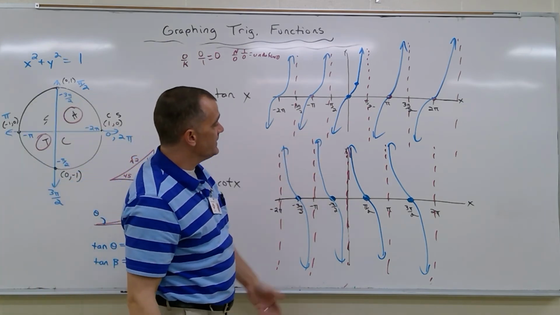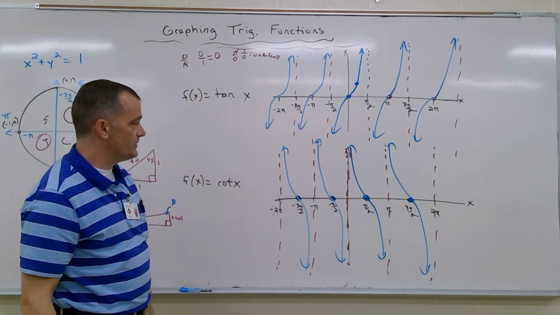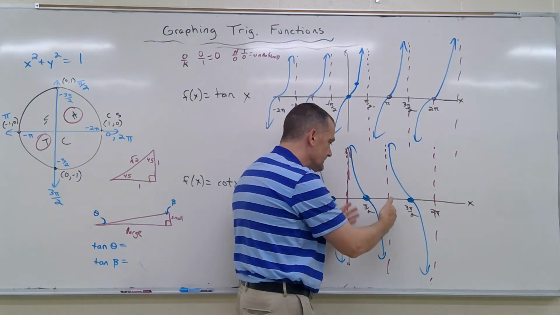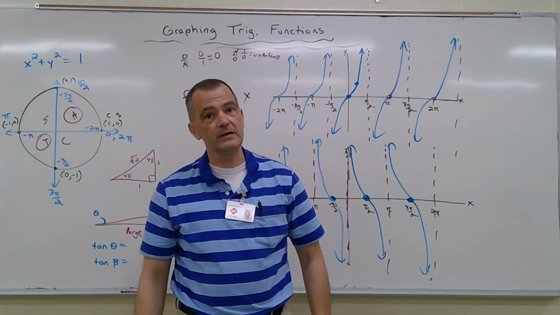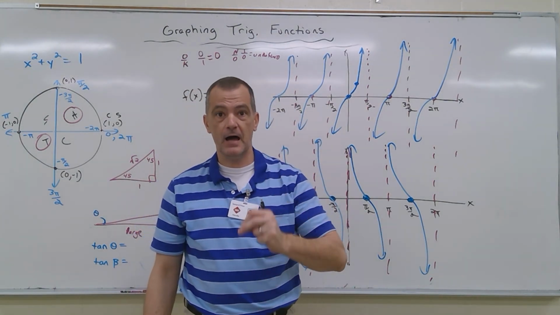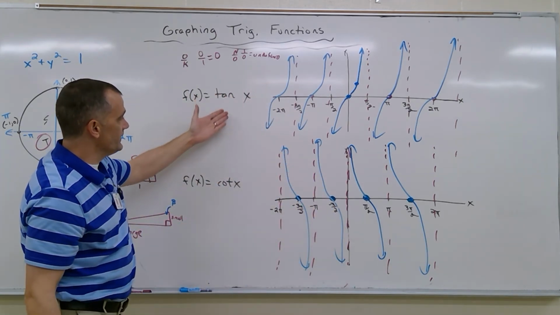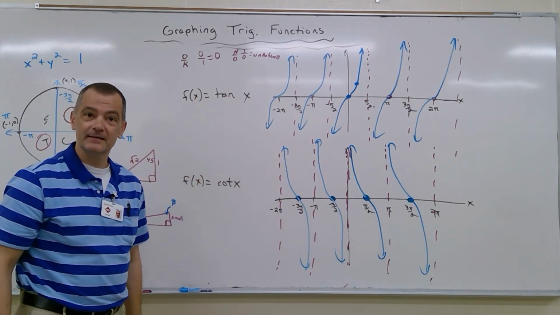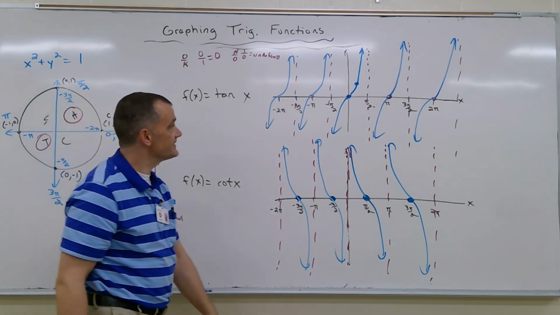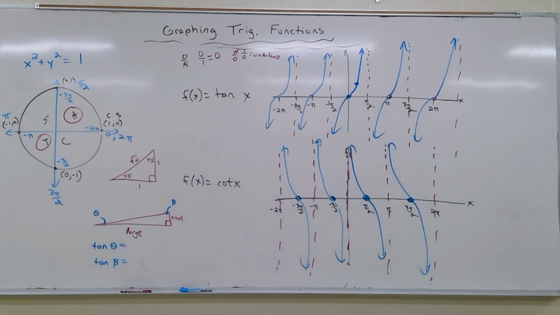So the period for both tangent and cotangent, they repeat every 180 degrees, every pi radians. There you go. The graph of this and the graph of that. How cool is that? We have the graph of tangent and its reciprocal function, cotangent of x.